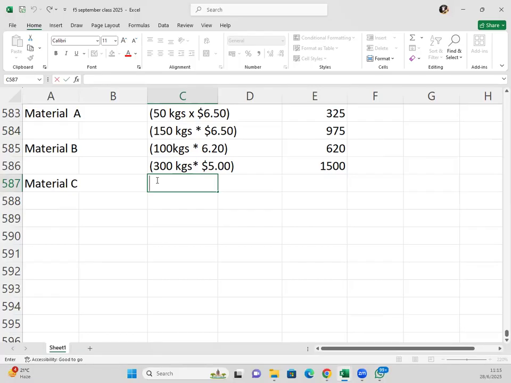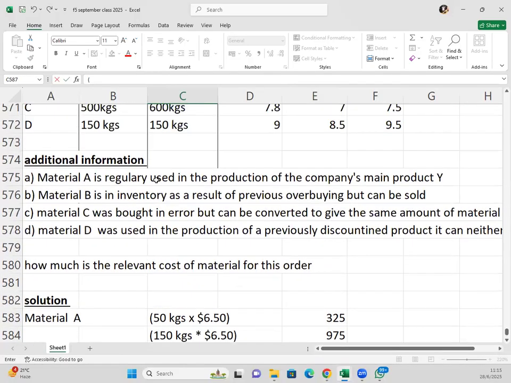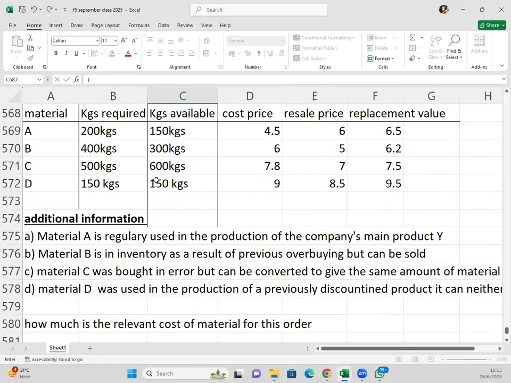Okay, let's proceed. So material C. What was the issue with material C? We need 500 kgs of material C, but we have more than enough. So in this case, there is no need to go and buy.